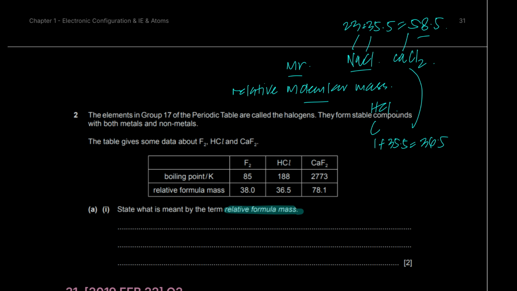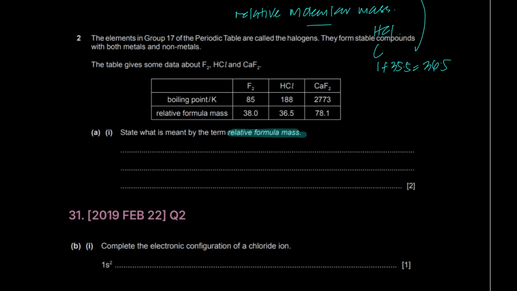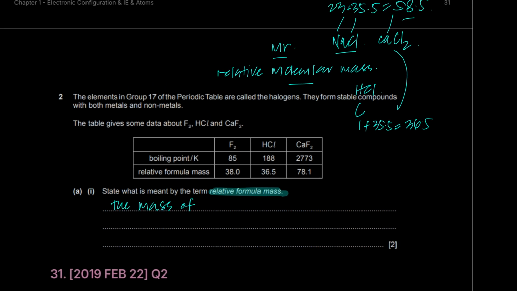although even in the exam they will use it interchangeably. But the reality is that for ionic compounds in particular, the term relative formula mass should be used, because relative formula mass is the mass of all the atoms or all the ions. And not just the mass, the weighted average mass.